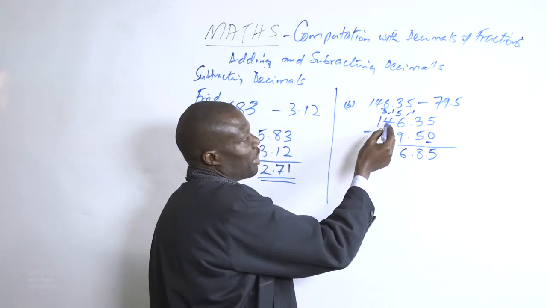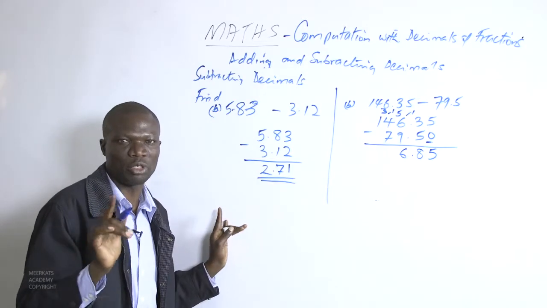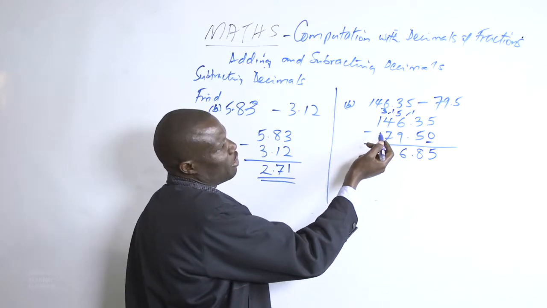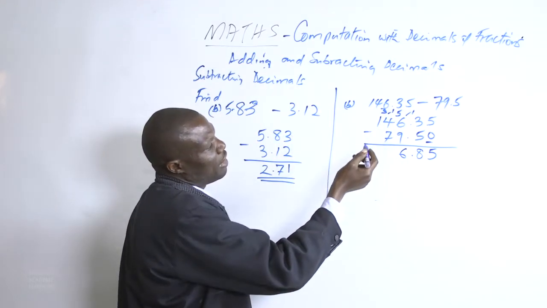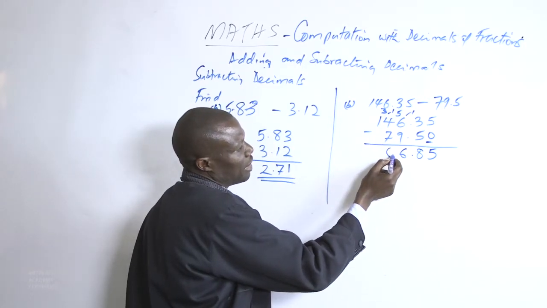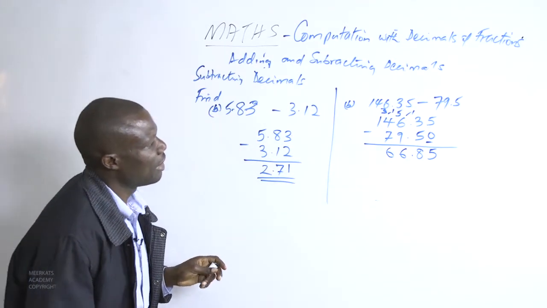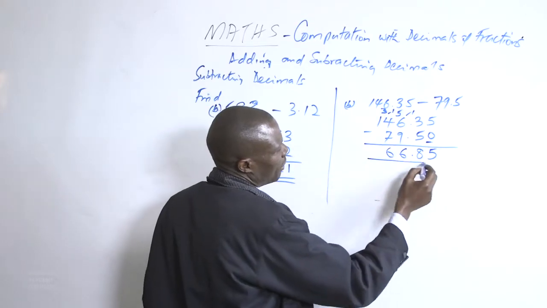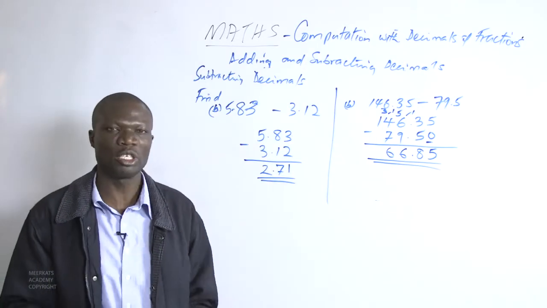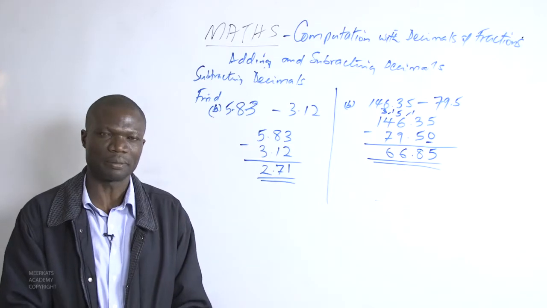Now we don't have a 4 here, but instead we have a 3. 3 minus 7 again, it's not possible. So what happens? We borrow 1 from the next column of hundreds so that we have 13. 13 minus 7 will give us a 6. At the end of the results, you find that we have 66.85. Now, what do we learn in this situation?